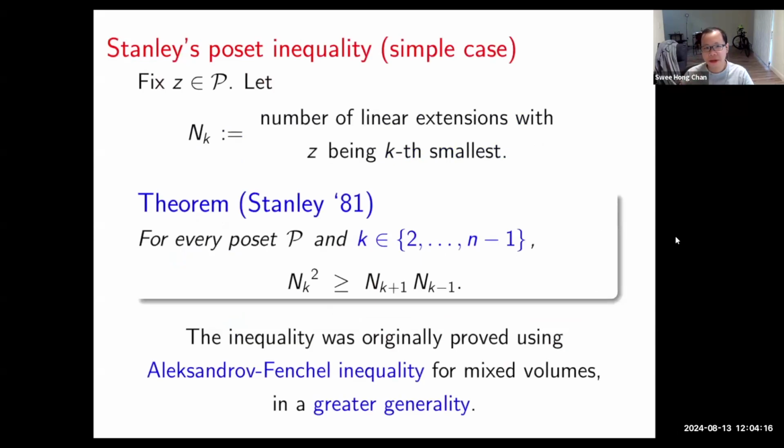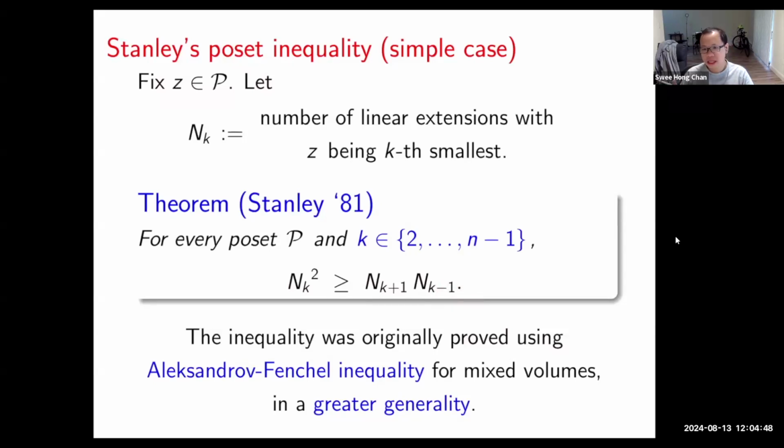Log concavity appears very naturally in the poset in the following way. Throughout all these talks, Z will always be a fixed element. Let N_k be the number of linear extensions with Z being the k-th smallest element. It was shown first by Stanley in 1981 that this sequence N_1, N_2, up to N_n is a log concave sequence.